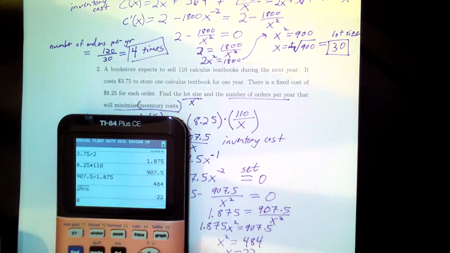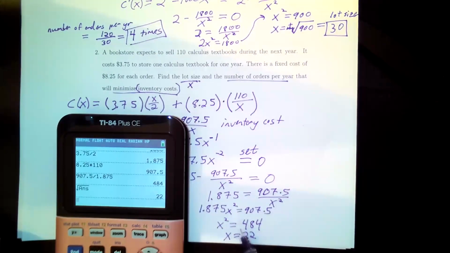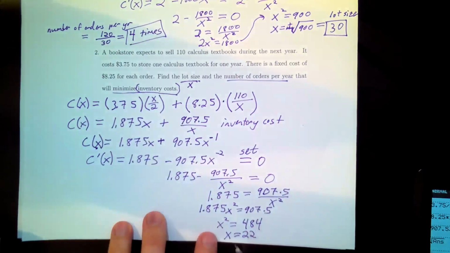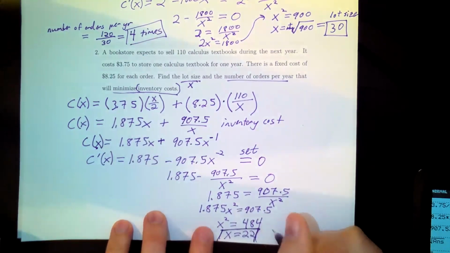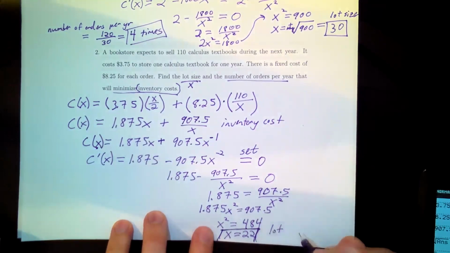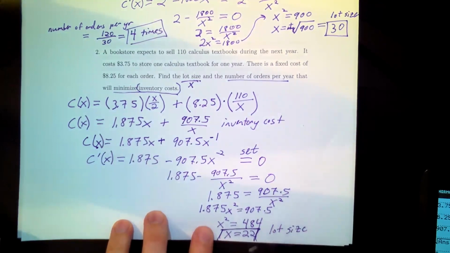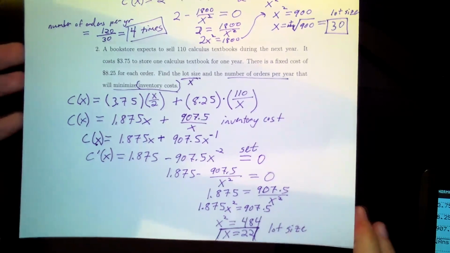Now, since we are dealing with a real world problem, we would not worry about the plus or minus square root because it doesn't make sense to have negative 22 items. So we just use the positive case since we're dealing with a word problem here. Now this is going to correspond with my minimum on my inventory cost function. So if I want to minimize my inventory costs, I need to make sure to order a lot size of 22. That is, order 22 items at a time each time that I make an order.